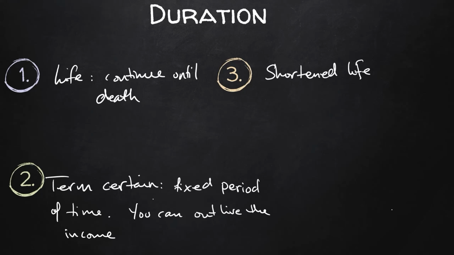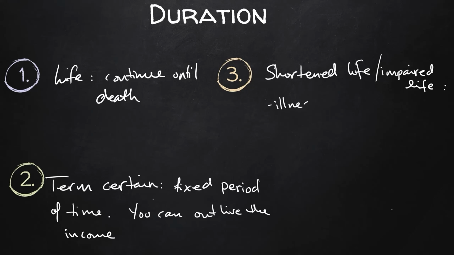The third one is called a shortened life annuity, or some people may be familiar with impaired life annuity. And this is specifically for somebody who either has an illness or disability that prevents them from living to their full life expectancy.